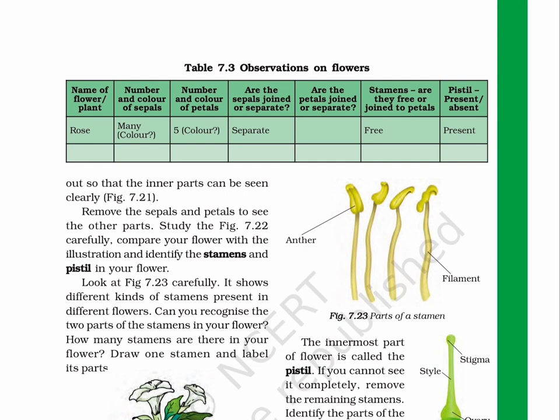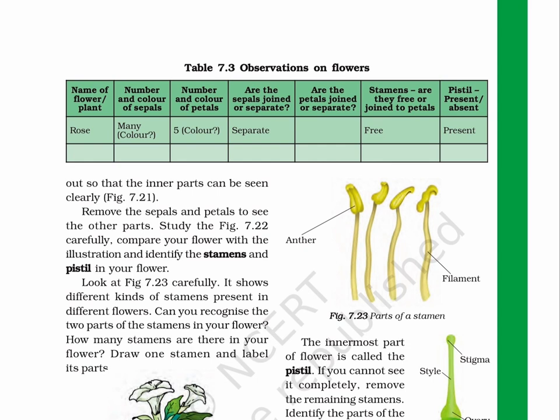Name of flower or plant, rose. Number and color of sepals, many. Number and color of petals, 5. Are the sepals joined or separate? Separate. Stamens, are they free or joined to petals? Free. Pistil, present or absent? Present. Complete this table according to your observations.